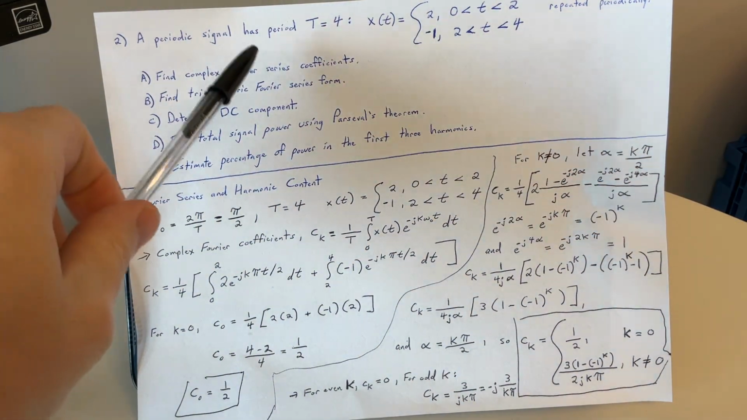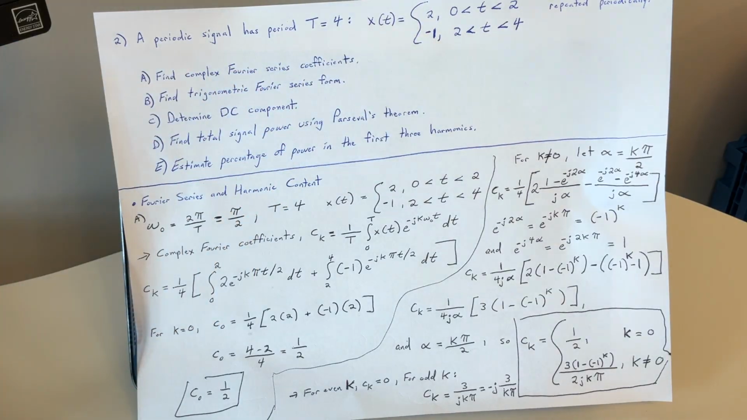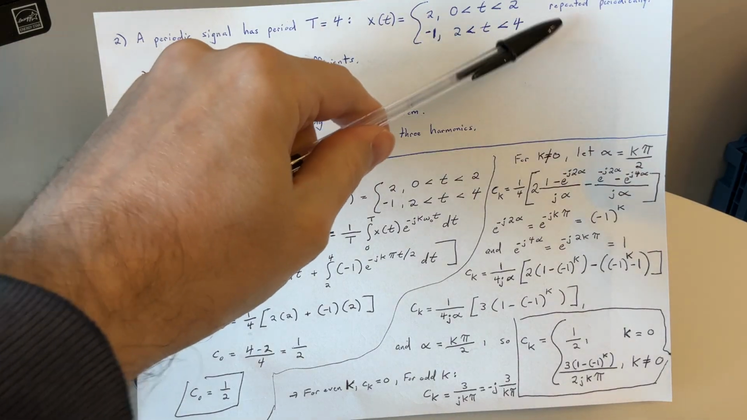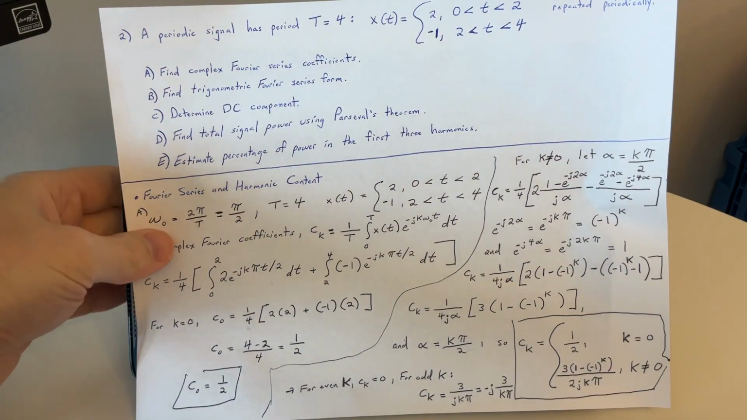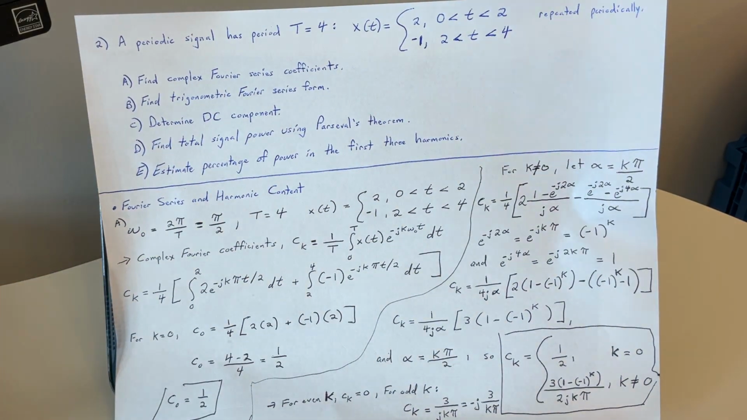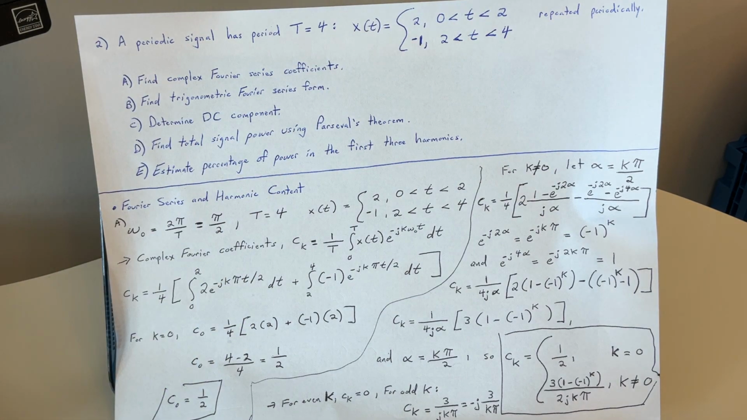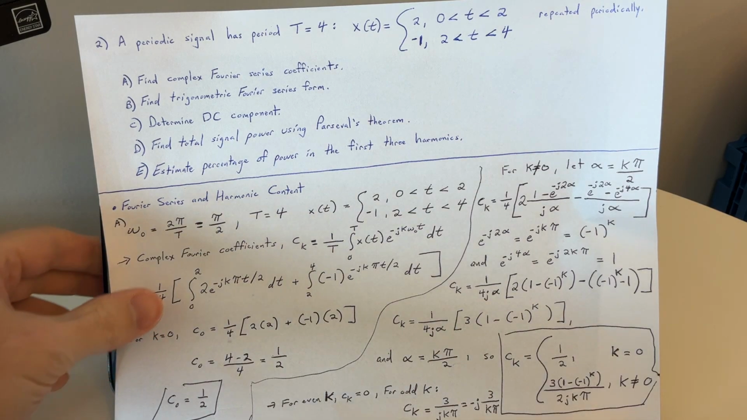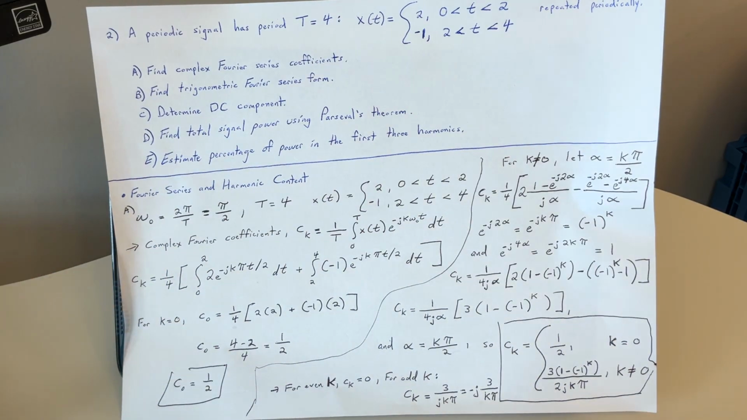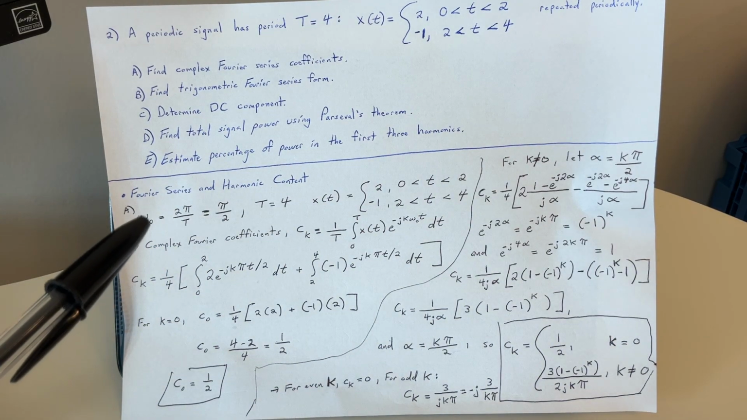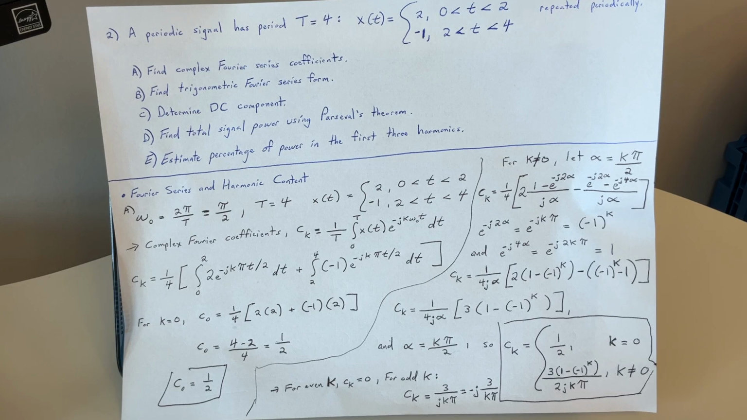Okay, so we're given a periodic signal with period T equals 4, and this piecewise function for x of t repeated periodically. So x of t equals 2 for the interval 0 less than t less than 2, and negative 1 for 2 less than t less than 4. So for part A, we find the complex Fourier series coefficients. So let's see what we could do here. For the Fourier series and harmonic content problem, for part A, we could say omega naught equals 2 pi over T equals pi over 2.